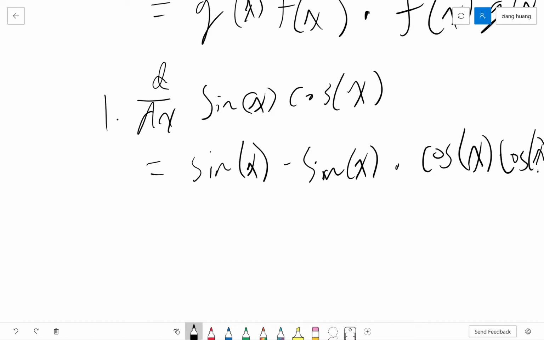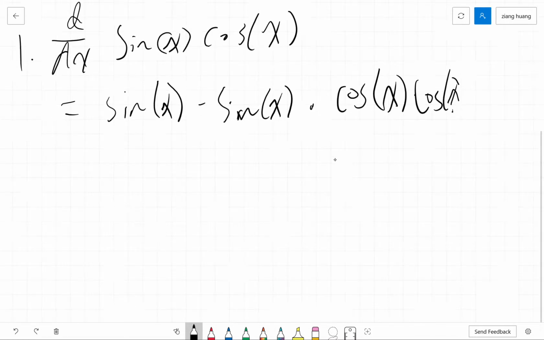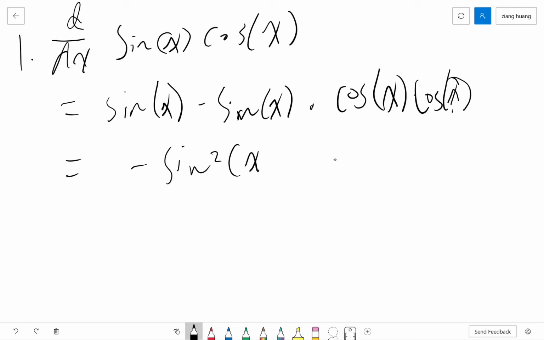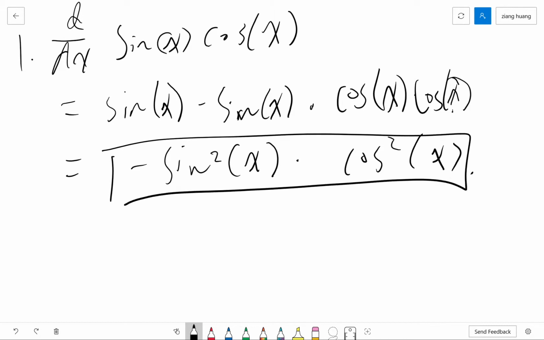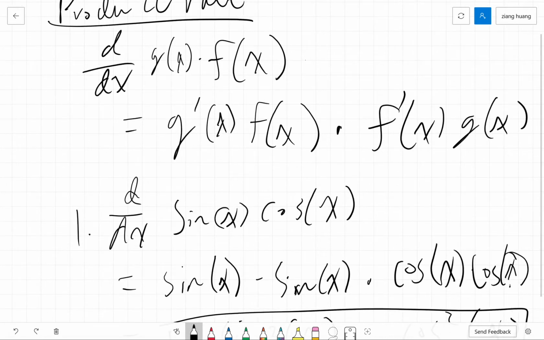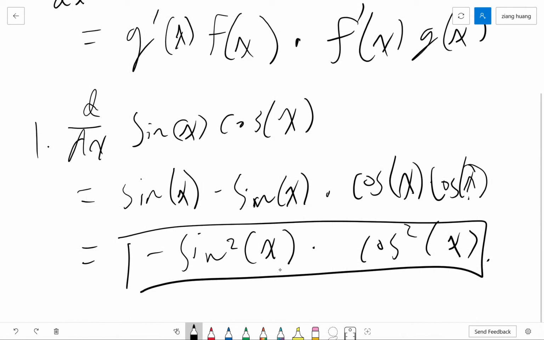Now as you can see, there are some pretty obvious simplifications here. This is equal to negative sine squared x, plus cosine squared x. So now this is the finalized derivative. The product rule is simple enough, and it's also very easy to remember.